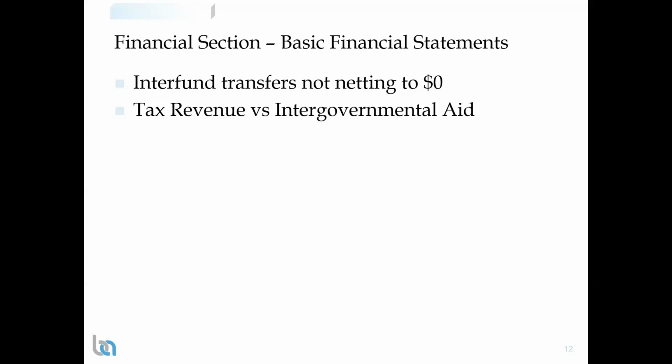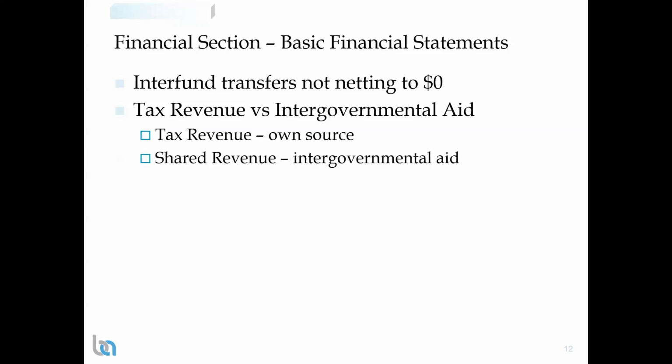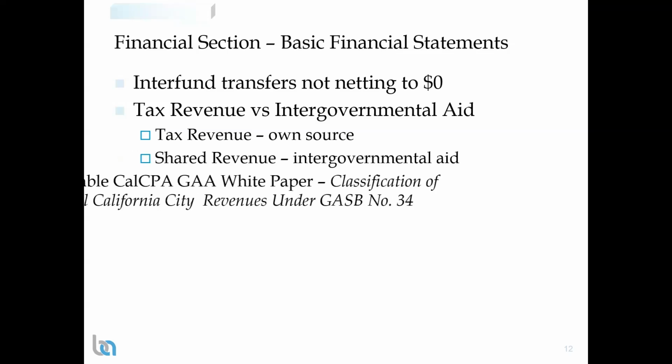Your tax revenues versus intergovernmental aid. Tax revenues are revenues where you're the source, like your property taxes, sales tax. Those are your revenues, versus you may have a county-wide measure for transportation sales tax, like your Measure B here in Alameda County. That's considered to be not your own source. So that would be considered to be intergovernmental aid or shared revenue.